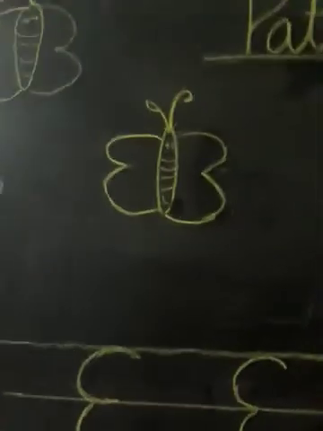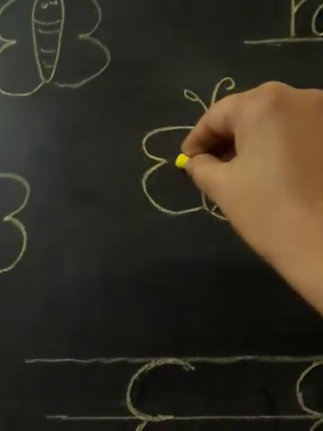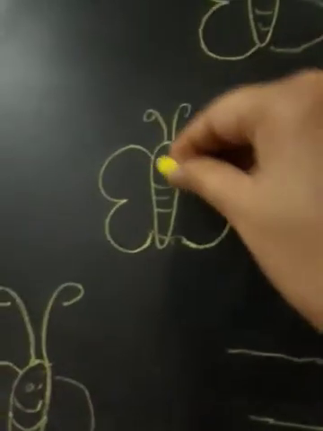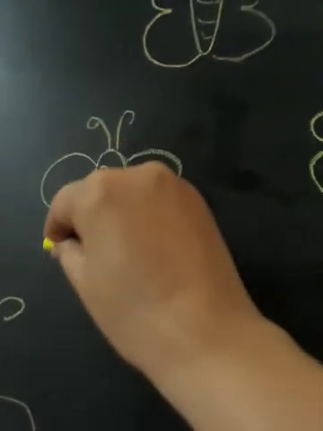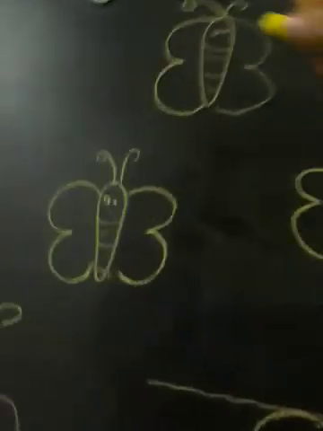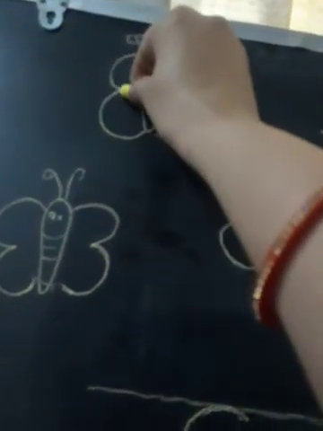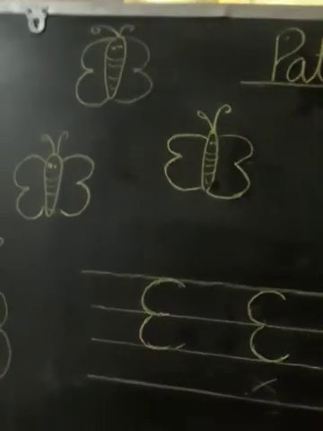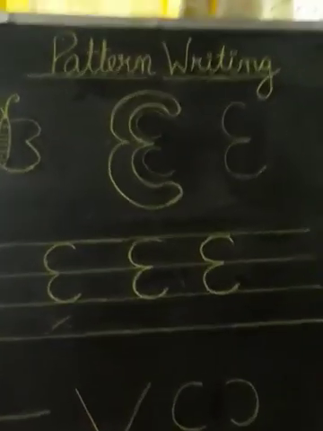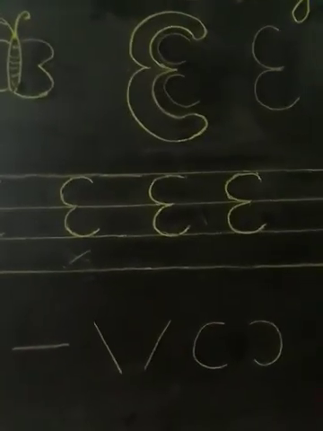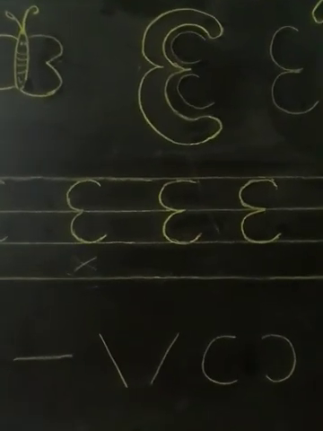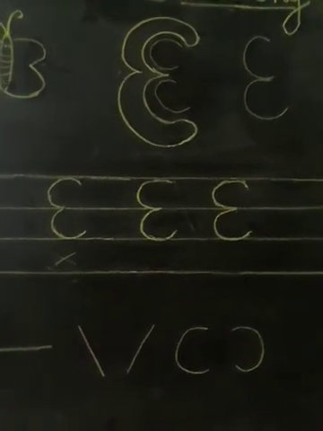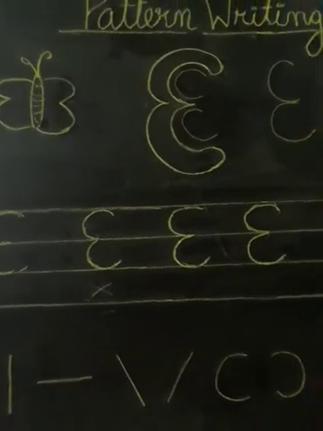Okay? One curve, then another curve. This is how we make the wings of the butterfly. This is how we write this pattern. It is so simple. I know you all loved it. I know you all enjoyed it.